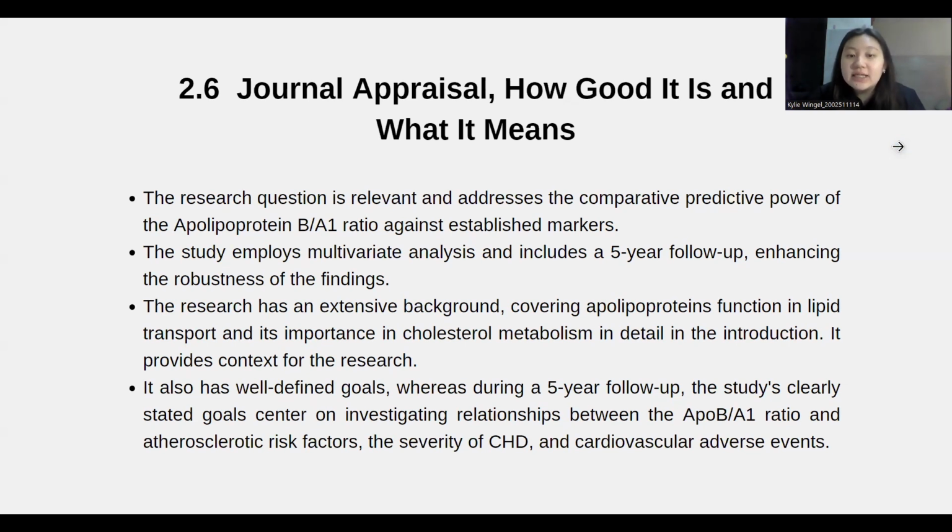And then the research has an extensive background covering apolipoprotein's function in lipid transport and its importance in cholesterol metabolism in detail in the introduction. It provides context for the research, and it also has well-defined goals. The clearly stated goals center on investigating relationships between the ApoB/A1 ratio and atherosclerotic risk factors, the severity of CHD, and cardiovascular adverse events.